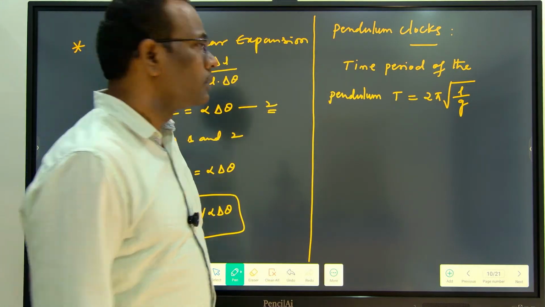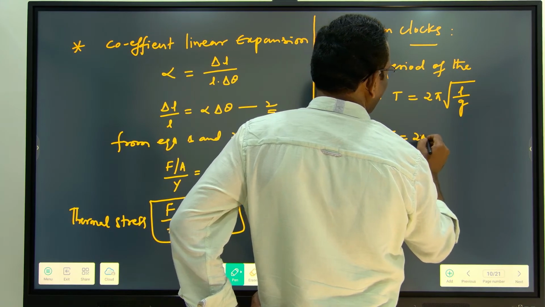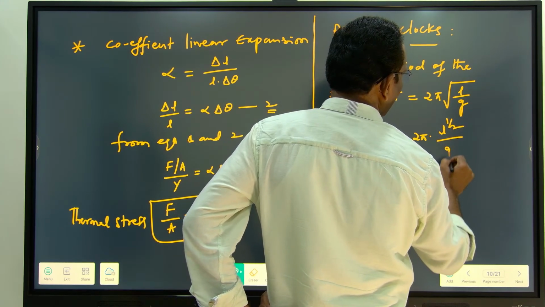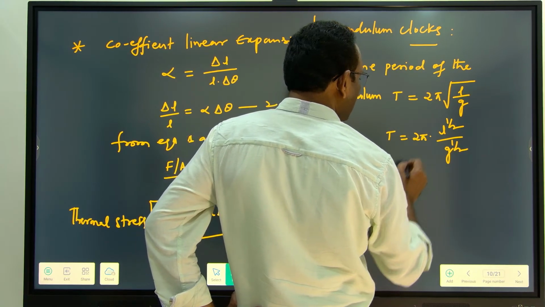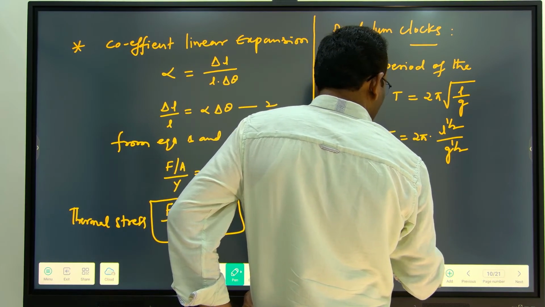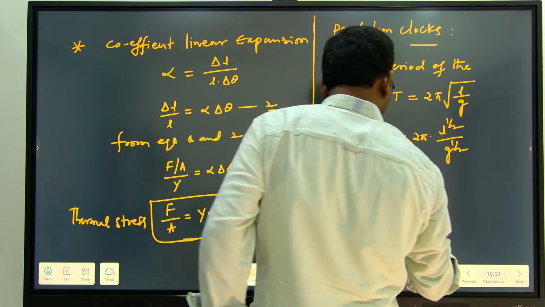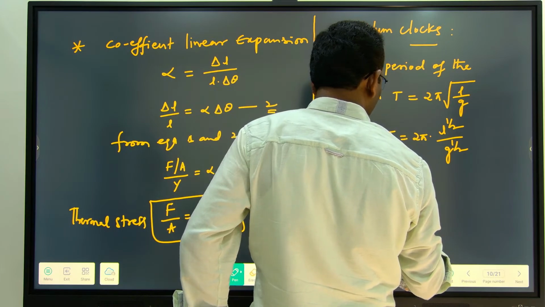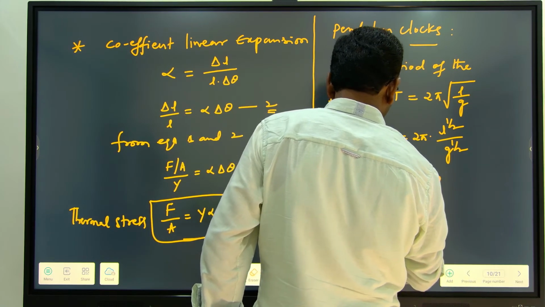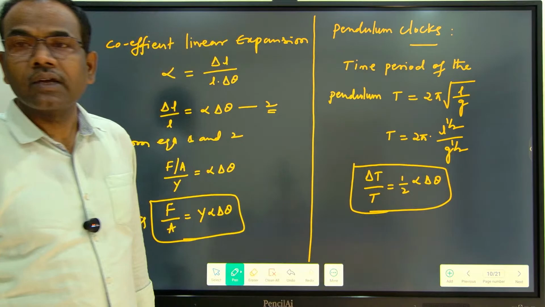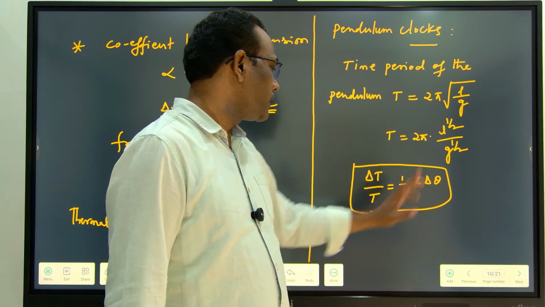Here 2 pi is a constant. T equal to 2 pi into L power 1 by 2 G power 1 by 2, and simplify or use the error method. We'll get one of the important formulas: delta T by T equal to 1 by 2 into alpha into delta theta. This is the fractional change in time period of the pendulum.